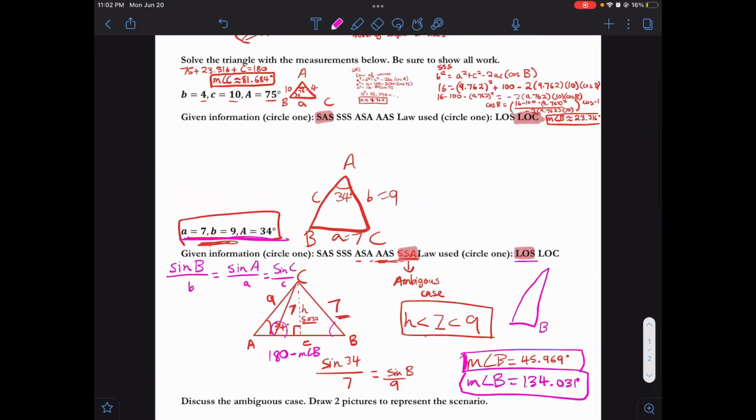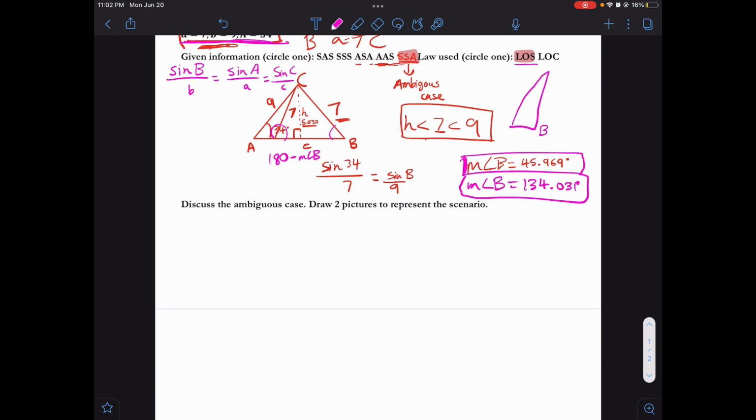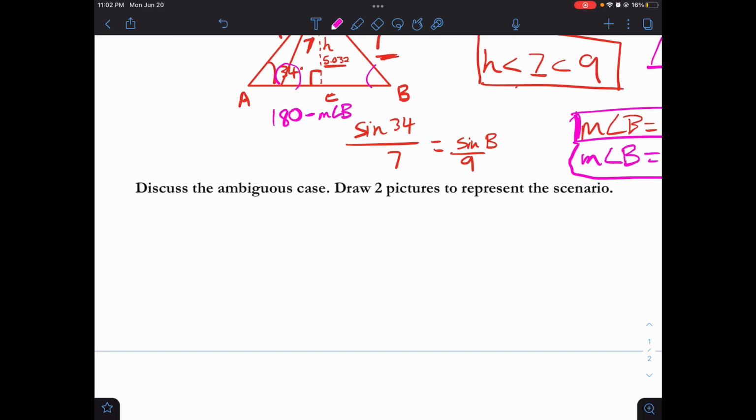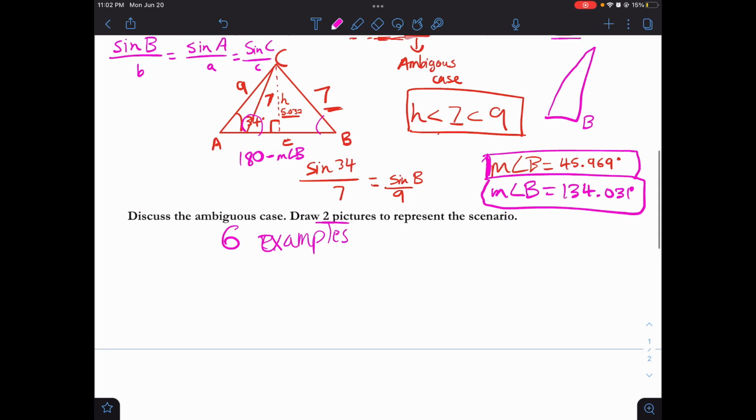Okay, cool. So now that we have done all of that, let's draw the ambiguous case. So there are 6 examples of the ambiguous case, but it's only asking us to draw 2, so we're just going to do that. So one of them is going to be something like I drew above, but I'm not going to draw it again because I already did it.